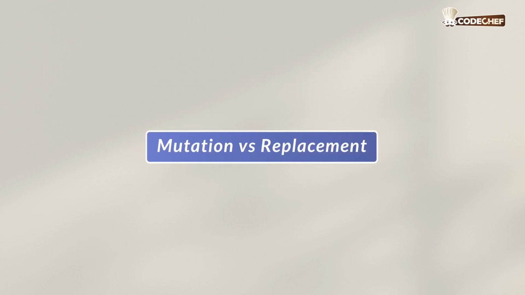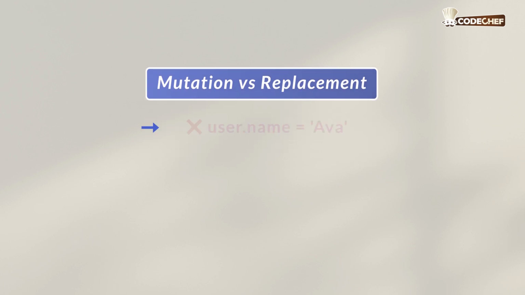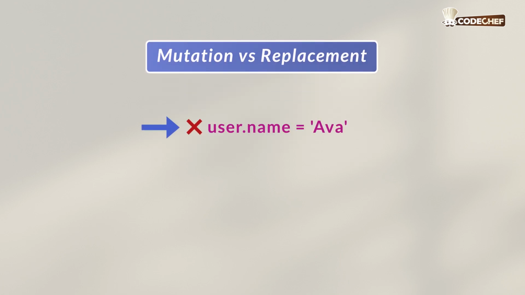So here's a common mistake. Directly changing a property on a state object is mutation, and React cannot reliably detect it. The correct approach is to replace the entire object using the state setter function, which creates a new object in memory.